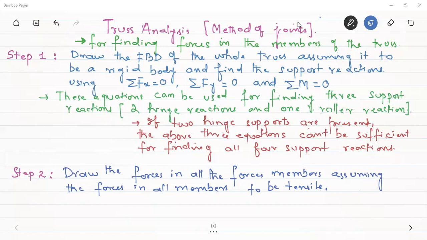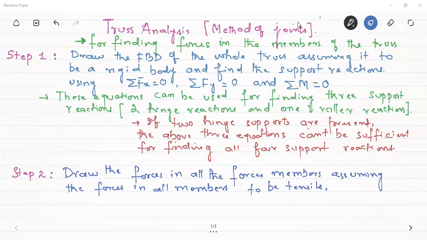But sometimes in the questions, you can see that there are two hinge supports. Both the supports are hinge supports. So in that case, we will have four reactions, two at each hinge. In that case, it won't be possible for us to find all four support reactions by using these three equations. So it depends upon the question whether we have two hinge supports or we have a hinge support and a roller support.